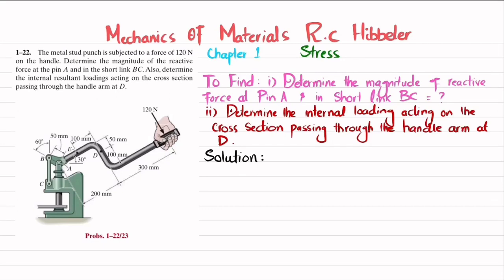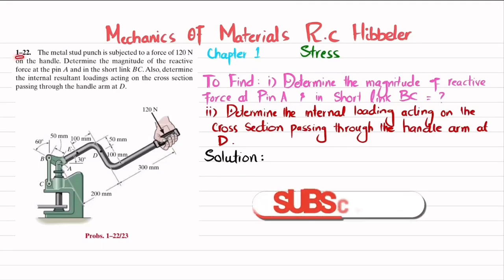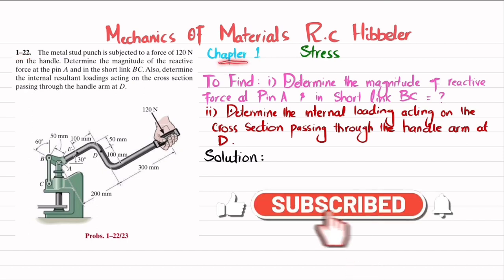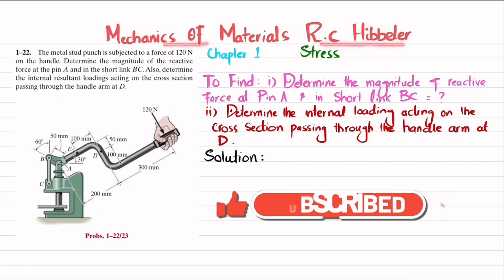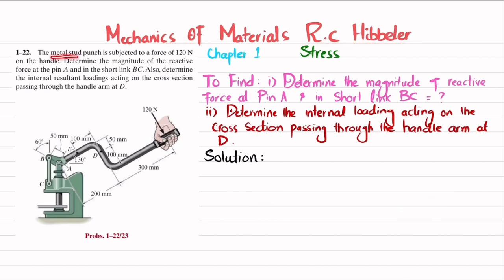Welcome back. In this video, we are going to solve problem 1-22 that is taken from chapter number 1, Stress. And the book name is Mechanics of Materials by R.C. Hibbeler. So the statement is: the metal stud punch is subjected to a force of 120 Newton on the handle. Determine the magnitude of reactive force at pin A and in short link BC.